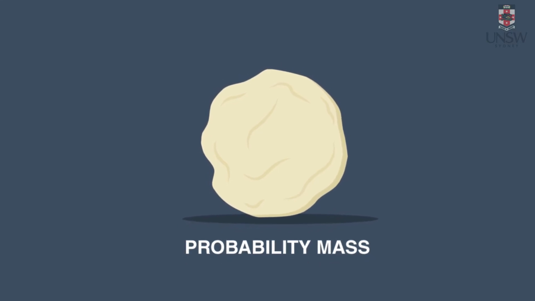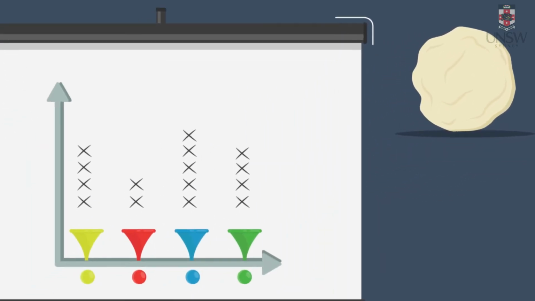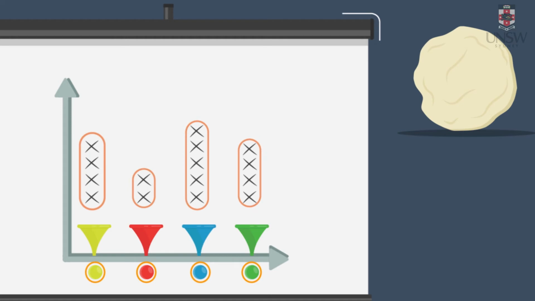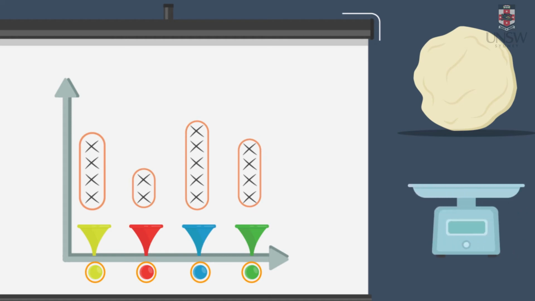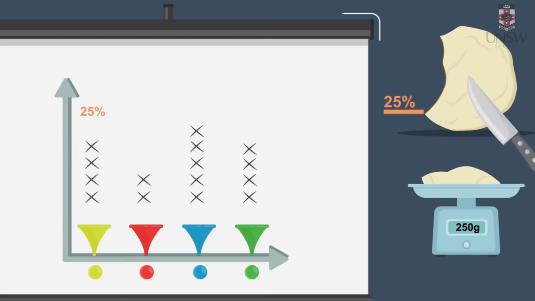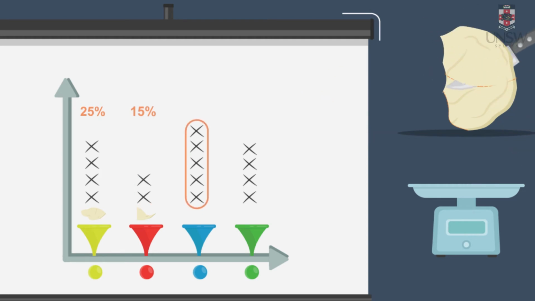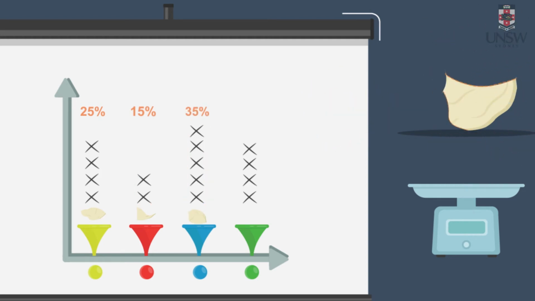So, this kilogram of dough is our probability mass, and to create a distribution of probability, we need to cut and distribute this dough between all 4 colors. Looking at the number of crosses, let us assume that the probability of picking a yellow ball is 25%, so that we must cut 25% of the Play-Doh and allocate it to the yellow color. Similarly, probabilities for red, blue, and green are 15%, 35%, and 25% respectively.